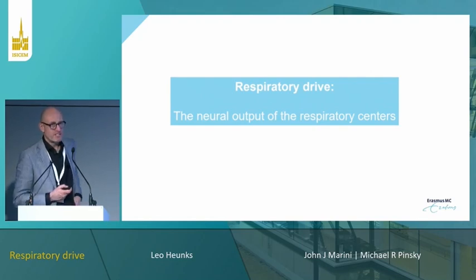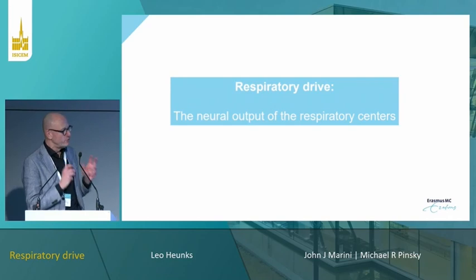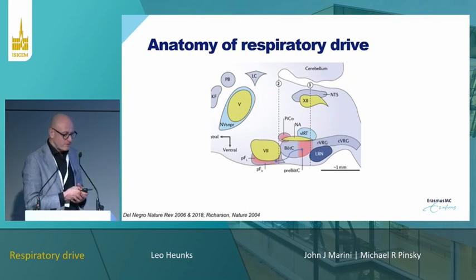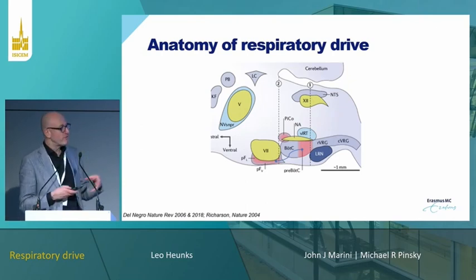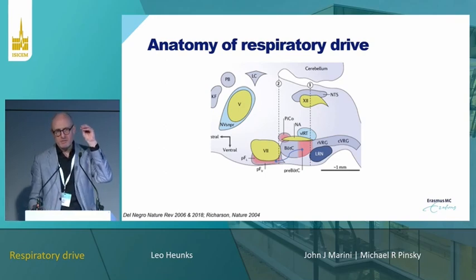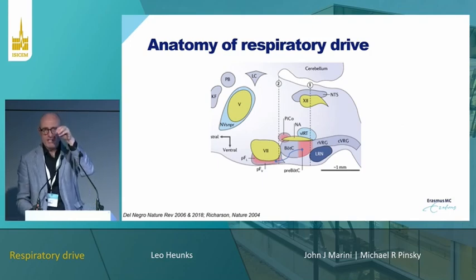First, the definition. Respiratory drive, what we are discussing in this presentation, is the neural output of the respiratory centers. The respiratory centers, right here. There's a couple of areas you will recognize. This is the brainstem, cerebellum. Right here is the nose. Right here is your back. This is an important area, the pre-Bötzinger complex. That area contains interneurons that generate the rhythm of inspiration.